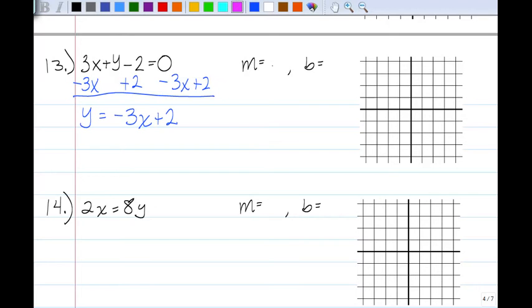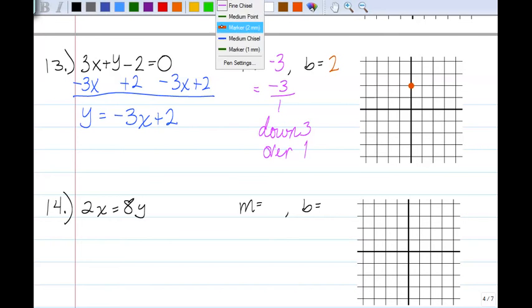So now I can see that the slope is negative 3, and the y-intercept is 2. So I'm going to go ahead and plot my y-intercept at positive 2, and then since the slope is negative 3, that's the same thing as negative 3 over 1, which means I'm going to go down 3 and over 1. And I can go again down 3 over 1. And draw the line.